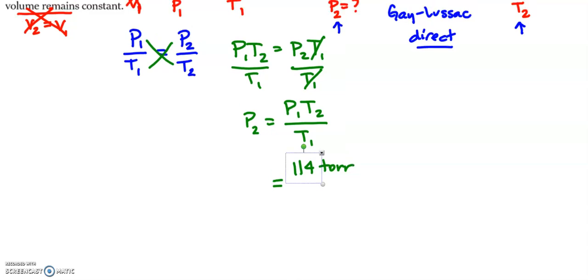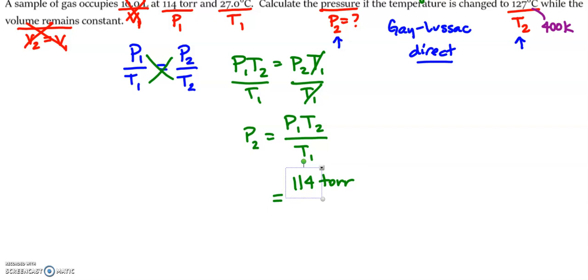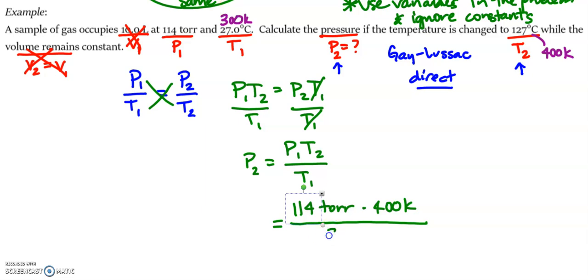We do, however, have to change temperature to Kelvin. So before we plug it in, let's do that. Celsius is 27 here, plus 273 gives me 300 Kelvin. And 127 plus 273 is 400 Kelvin. So 114 torr times T2, 400 Kelvin, divided by T1, which was that 300 Kelvin.